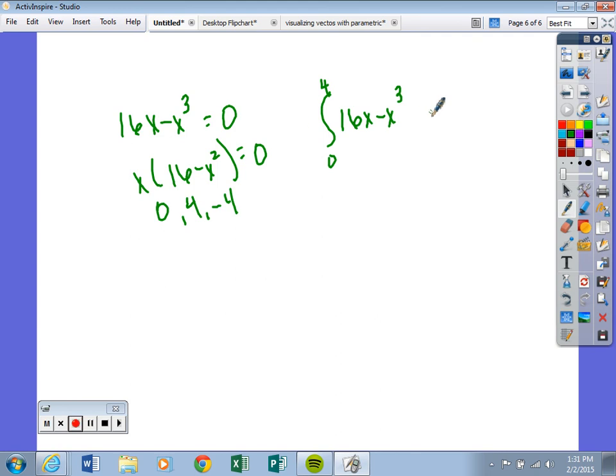I want you to be able to do it by hand, but I also want you to be able to do it in a calculator. So if you don't want to do it by hand on this one, go to your calculator and type in math 9, and it will give you all of this. You'll just have to fill in the numbers and the function. You'll have to fill in the x, but if you math 9 it, it will give you the integral and find you that area really, really quickly.